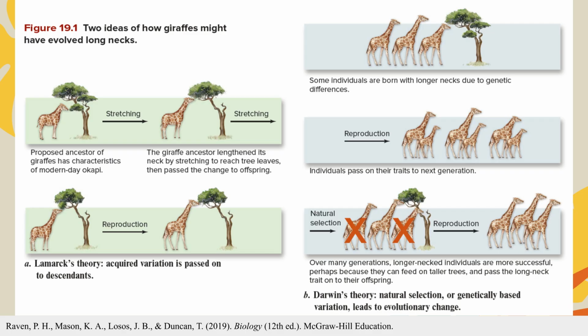This slide contrasts Lamarck's and Darwin's explanations for giraffe evolution. Lamarck believed traits acquired during life could be inherited, such as stretching the neck. However, there is no evidence that acquired traits are passed genetically. Darwin's theory explains that giraffes are born with variation in neck length. Those with longer necks had better access to food, survived more often, and produced more offspring. Because neck length is inherited, the trait increased over generations.